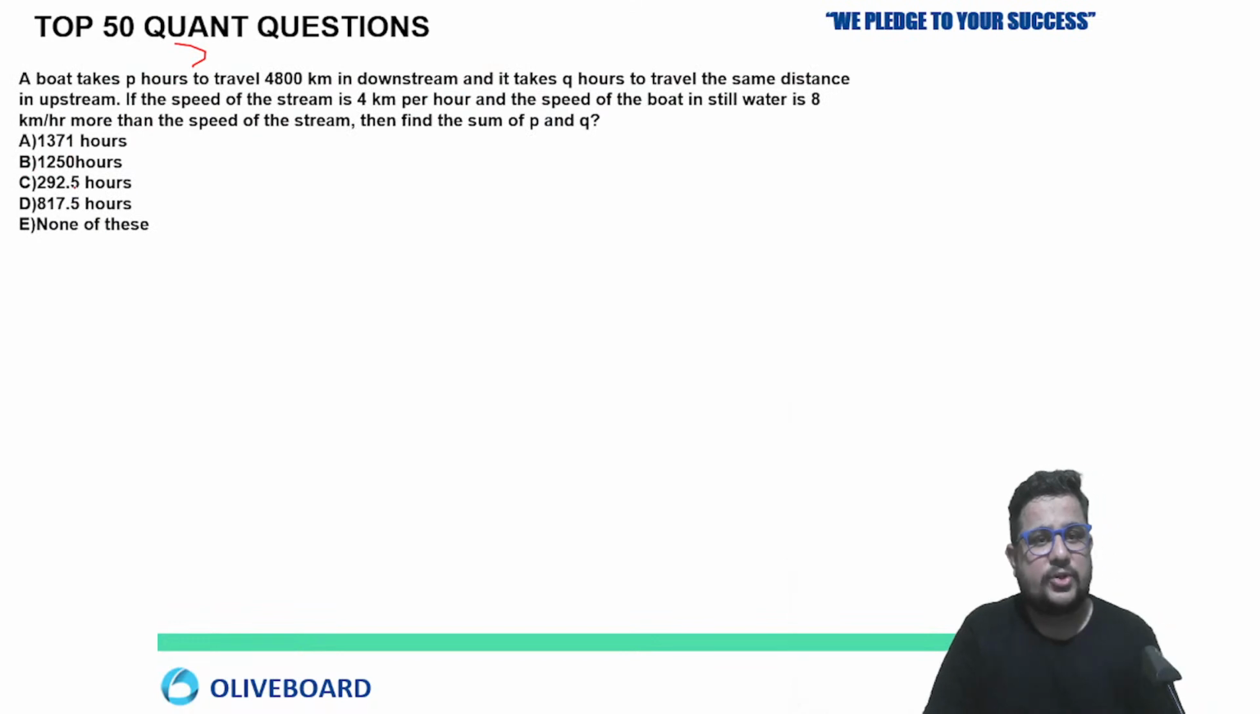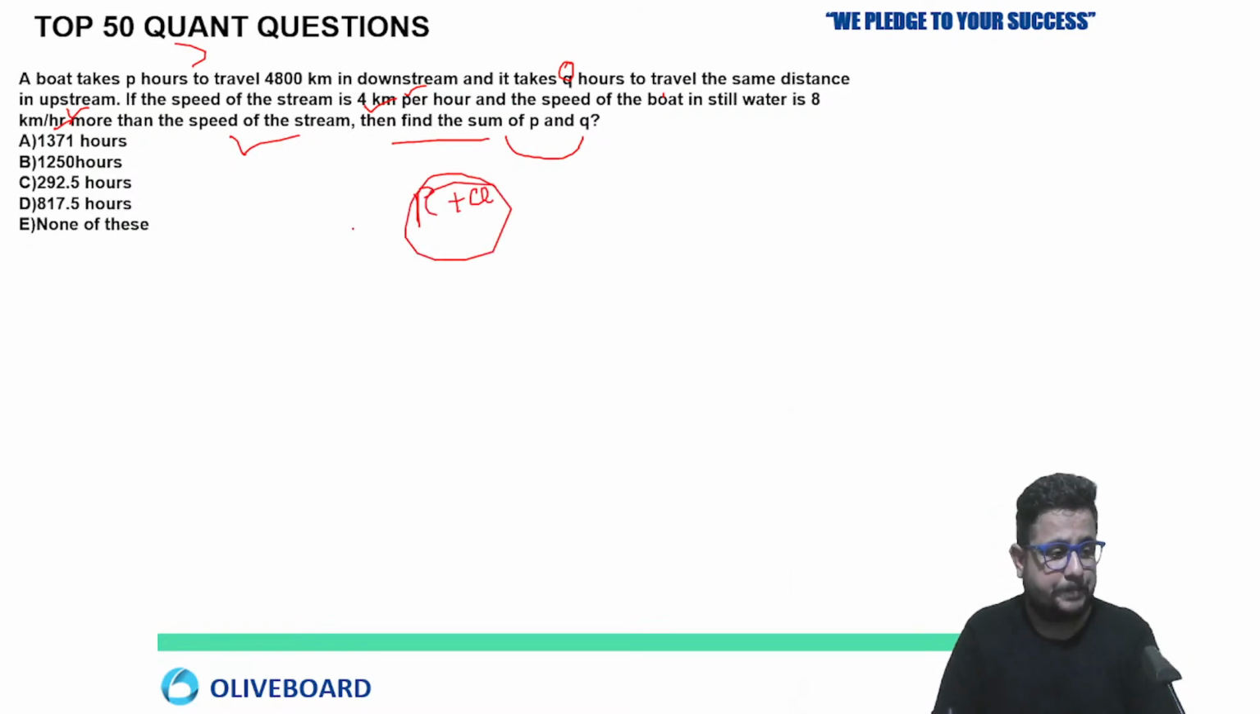Now the boat based question is here. A boat takes P hours to travel 4800 kilometers downstream and it takes Q hours to travel the same distance upstream. If the speed of the stream is 4 km per hour and the speed of the boat in still water is 8 km per hour more than the speed of the stream, then find out the sum of P and Q. P and Q are the times. So we just need to take the sum of P and Q here.